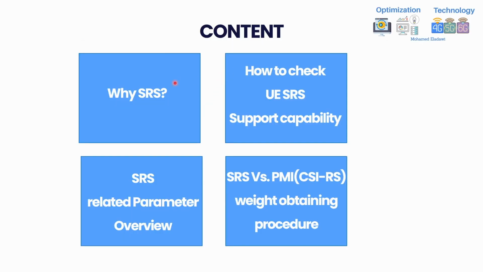Okay, this is the main content of this tutorial. The first part, we discuss why you need the sounding reference signal. Second part, how to check whether the UE supports SRS or not from a capability point of view. Then we'll go through some of the main parameters of SRS. Then we'll compare the performance of SRS with CSI-RS BMI whenever it's used for downlink beamforming or weight calculation. And lastly, we'll summarize the main recommendations, or the main parameters, which can be used to optimize or improve your network performance.